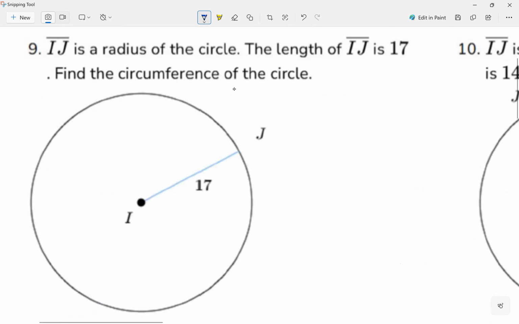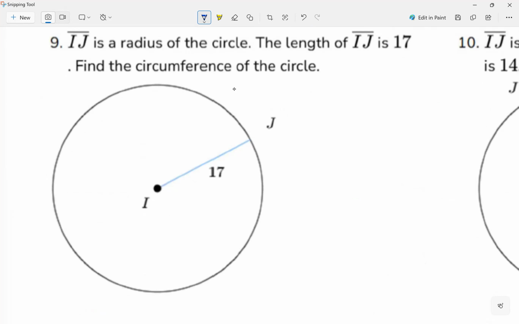All right, let's take a look at number 9. The segment IJ is a radius of the circle. I can see that I is in the center of the circle and J is a point on the circle. So the segment IJ is from the center to the edge of the circle. I see the measurement is 17, and it says the length of IJ is 17. Find the circumference of the circle.